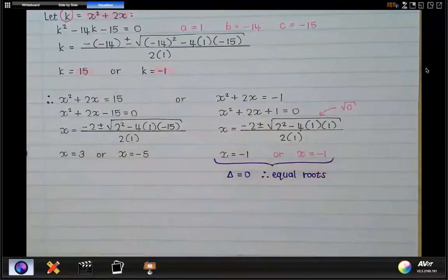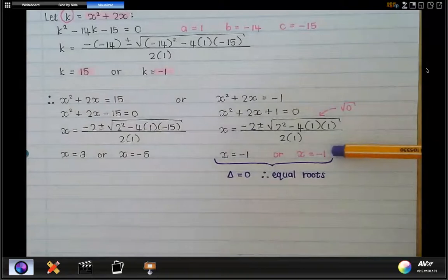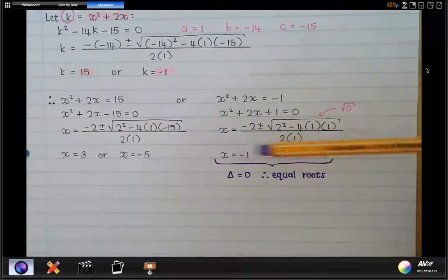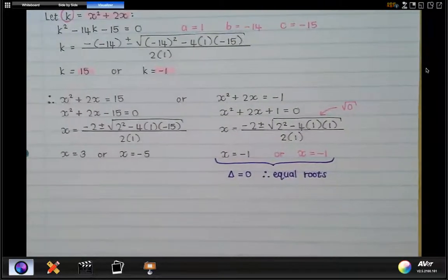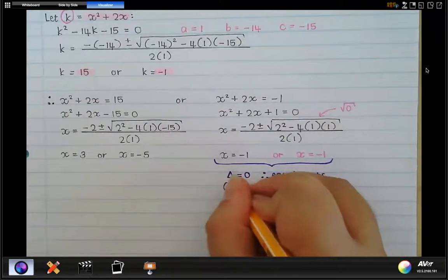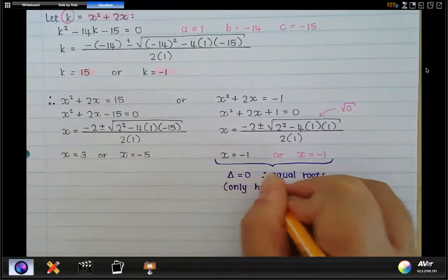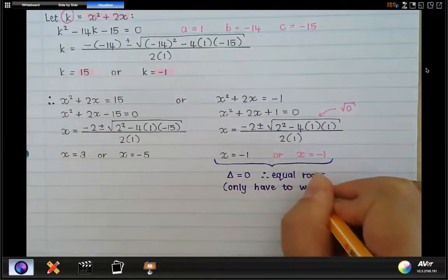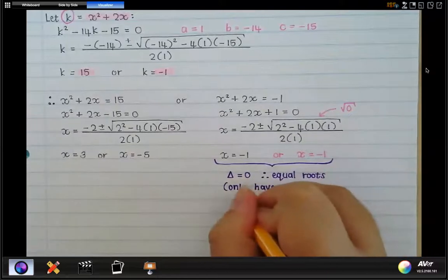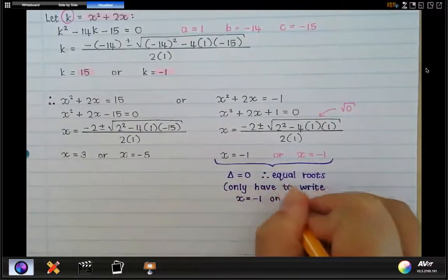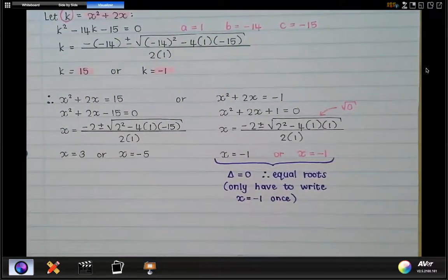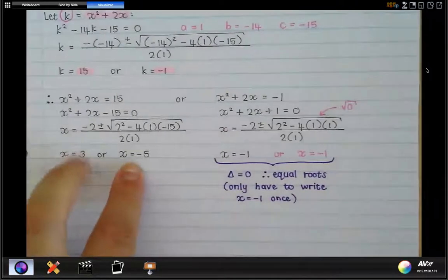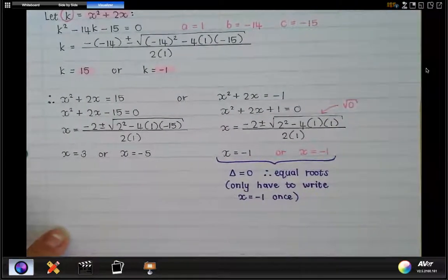Guys, if you are actually writing down these answers, you don't have to write the second x equals negative 1. Okay, that's a repetition of that answer. So if you see that you're getting the same answer twice, you only have to write that answer once. Okay, I'll put it in brackets: only have to write x equals negative 1 once. If you want to write it twice, that's fine. You won't get a mark for doing that. You will only get a mark for this answer here. You won't get a mark for each of the things. Well, in this case, you might get a mark for both of those because they are different values.